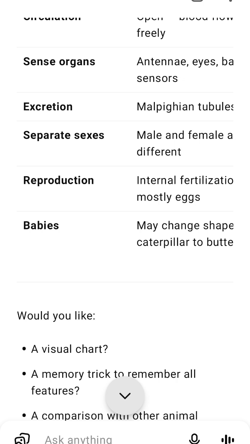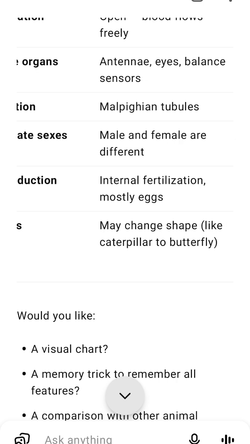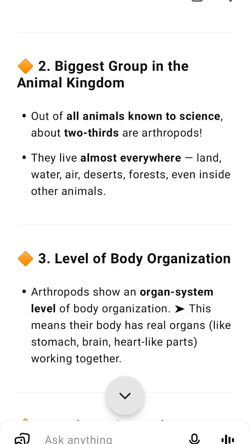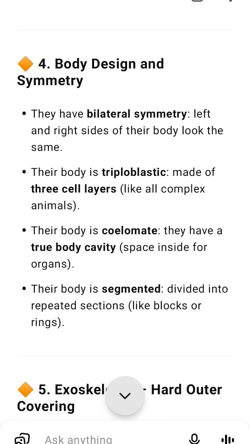11. Excretion, waste removal. They remove waste from their body using special tubes called Malpighian tubules. These act as mini kidneys, cleaning the blood and removing waste materials. 12. Sex and reproduction. Dioecious. Male and female animals are separate. Fertilization is internal. Males deliver sperm inside the female's body.